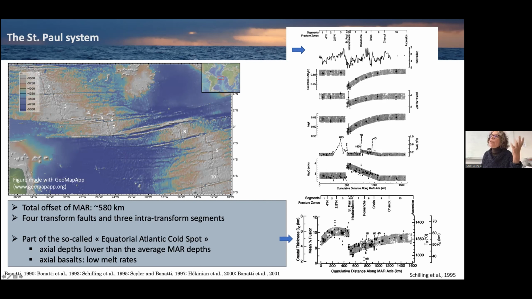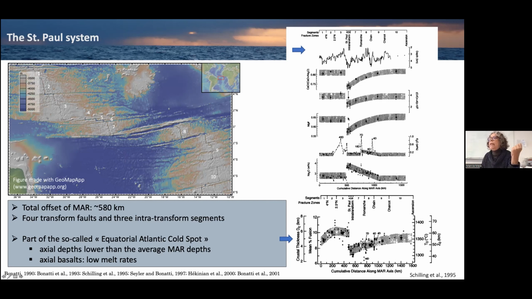very deep axial depths, first reported by Schilling in a paper in 1995. Also, the basalts that were dredged along these ridge segments show very low melt rates, and therefore low average crustal thicknesses. So Schilling and Bonatti developed the concept that the Equatorial Atlantic would be an area where the mantle would not favor a high amount of melt, and therefore would be a cold mantle spot.